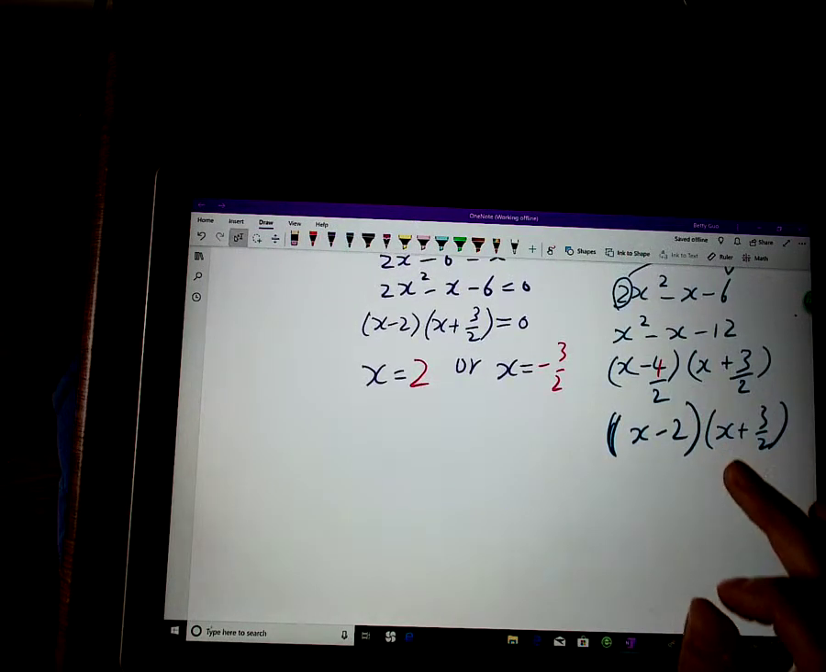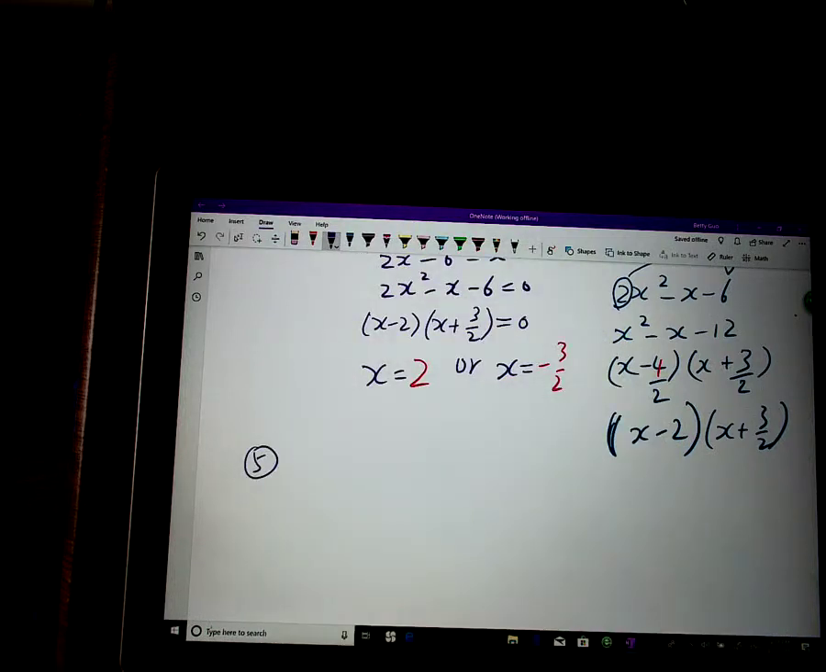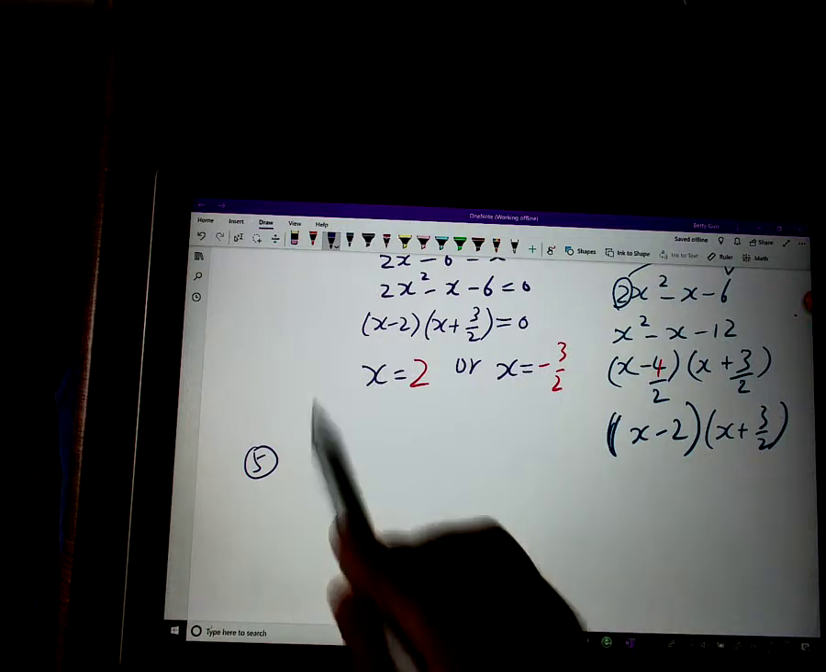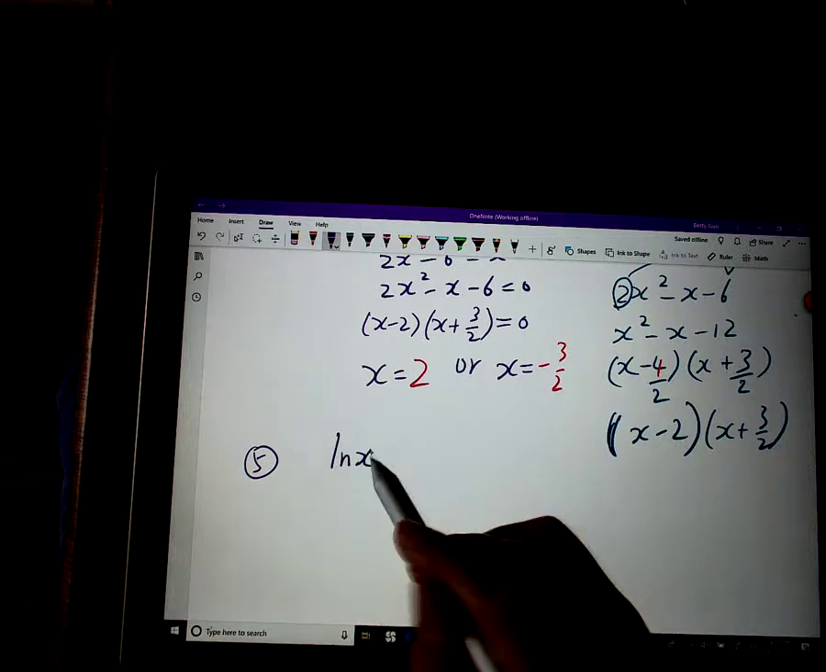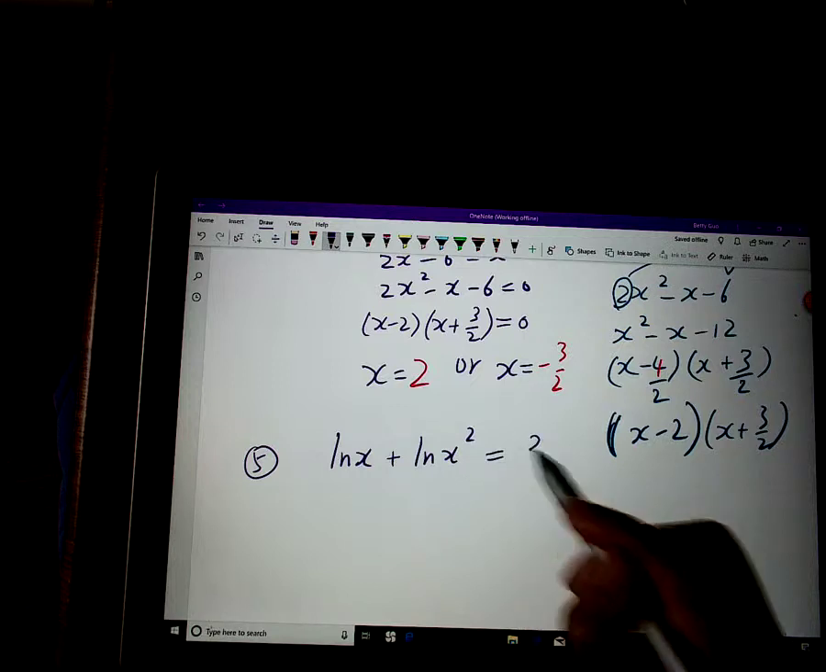All right, so let's move forward. Number 5. The previous 4 problems are exponential equations. The last 2 are logarithmic equations. I hope I can finish this in this video. The recording seems okay. Number 5, ln x plus ln x squared equals 3.